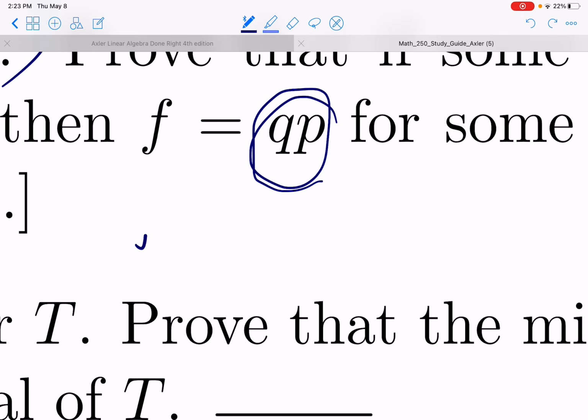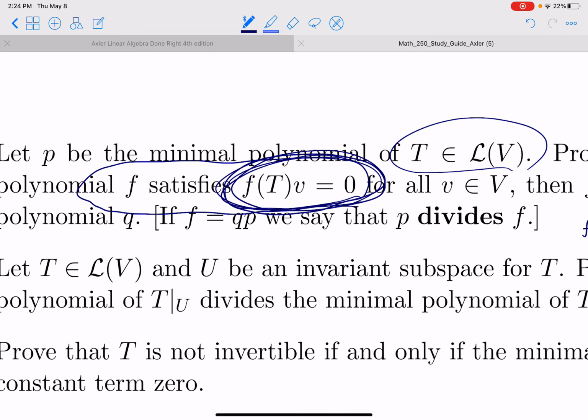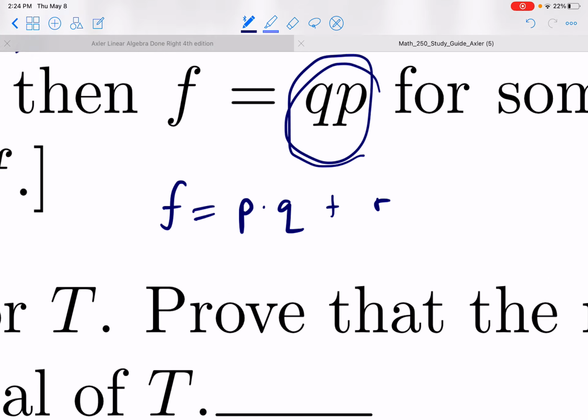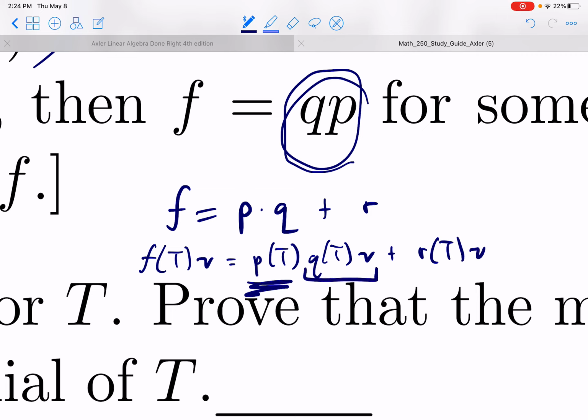So certainly we can always divide the polynomial f by the polynomial p, and we'd get some quotient plus some remainder. Okay. And now the key is we have to apply what we know about f and what we know about p. We're saying f is some polynomial with this being 0 on all vectors. Well, p is a minimal polynomial, so it does the same thing, except it has smallest degree. So let's apply f of T to v. That means we're going to do p of T, q of T, v plus r of T, v. Now, q of T v is some vector, so p of T on it is 0. So this whole term is 0.